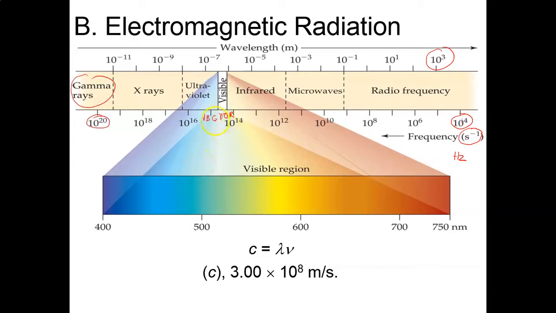So red, orange, yellow, green, blue, violet. And that's what this is showing you here. So which one of these is the lowest frequency? Red. Why? Highest wavelength. It's the least dangerous.